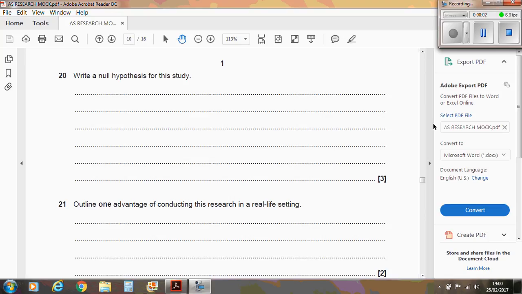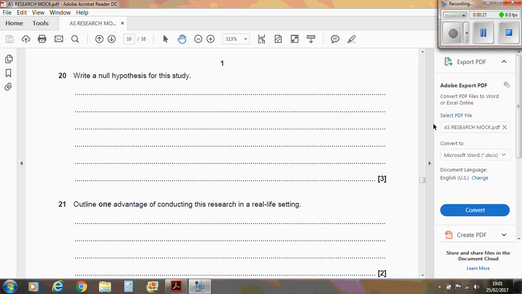Now on section B, question 20, again, same scenario of the pets in the Utlands residential home. It's asking you to write a null hypothesis for this study. Now, it's a null hypothesis, so you're basically saying that there's going to be no significant difference. Now, it's an experiment, so it's significant difference or significant effect.